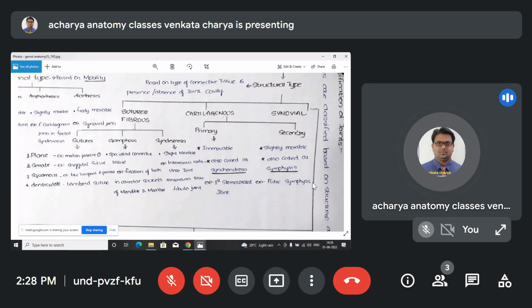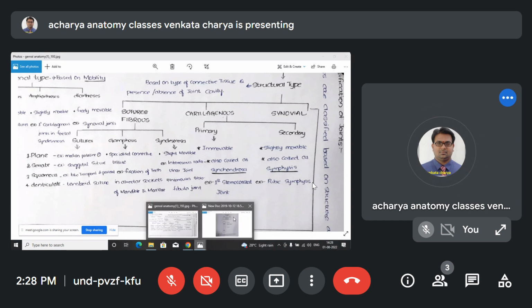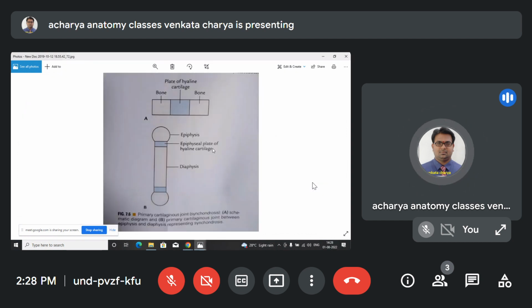Number two, secondary cartilaginous type. So number one, primary cartilaginous type, which means, see here, between the two bones there is the presence of a hyaline cartilage plate.